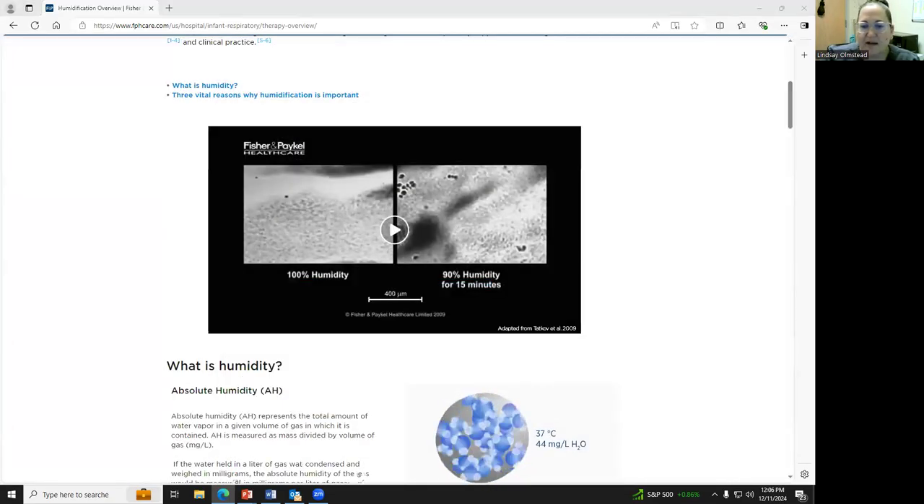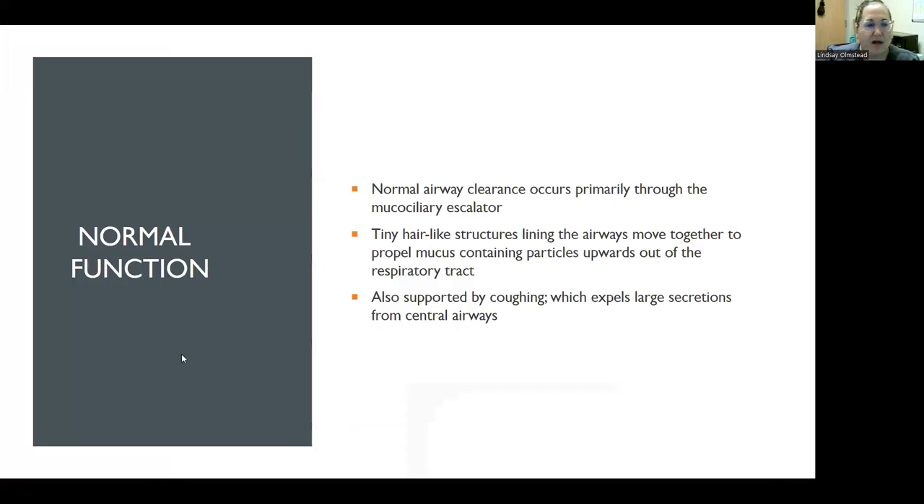Okay. So that video just really shows how, when it's not working properly, you can see that buildup of debris and secretions that could cause issues with airway obstruction.